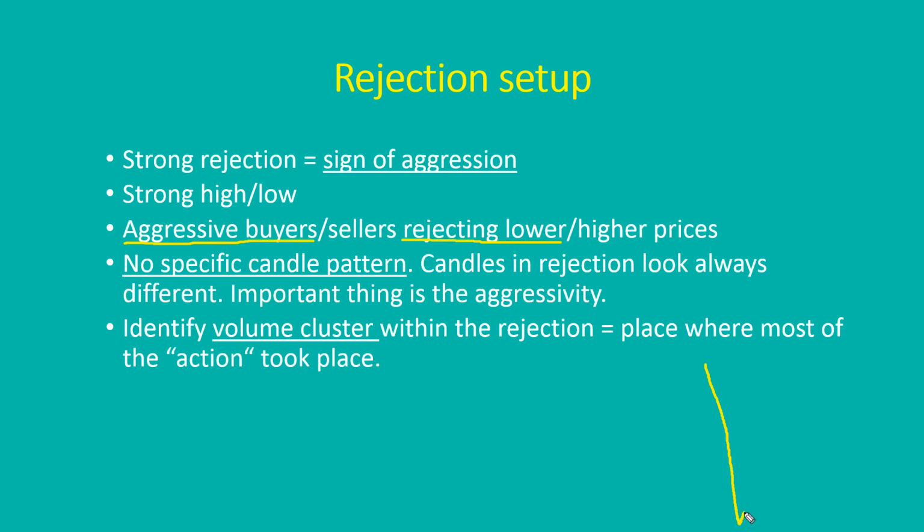This is aggressive buyers rejecting lower prices and pushing the price upwards, or aggressive sellers rejecting higher prices. This is aggressive sellers, those sellers rejecting higher prices. The important thing here is the aggression. The movement needs to be swift and the rejection must be really nicely visible. Alright? This is how it needs to look like.